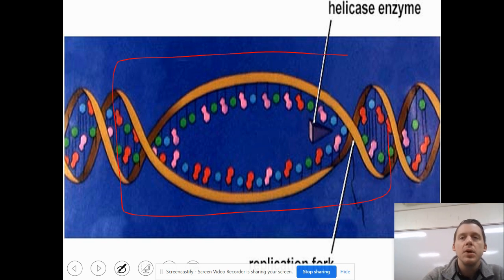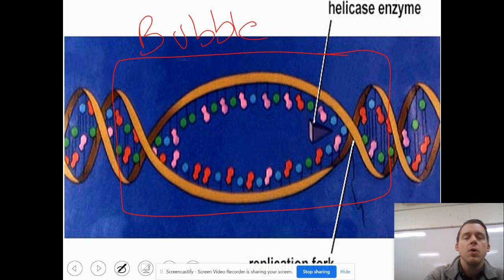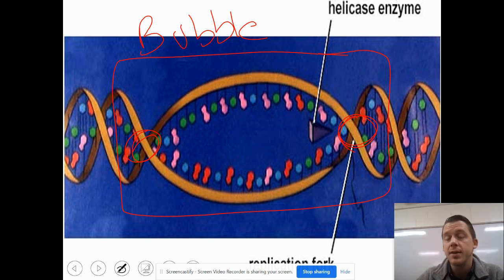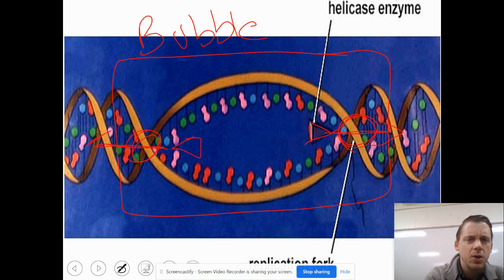Replication happens at what is called, and you should write this down, a replication bubble. Notice how the whole thing is very bubble-like. The replication bubble has two replication forks, one on each end. So it's going in two different directions. It's going to the right and it's going to the left. So there's helicase here going to the right. And then on the other side, there's helicase going to the left. It's happening at the same time. What might be the reason for that? The reason for that is it's going to be much faster to have it happening two times at once. So it's going to speed up the process quite a bit.